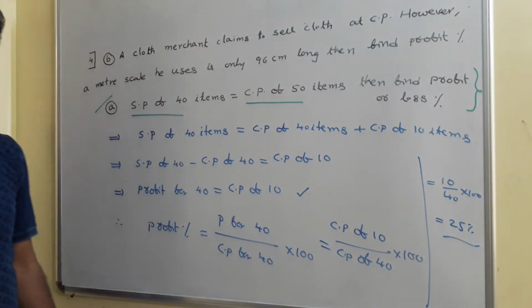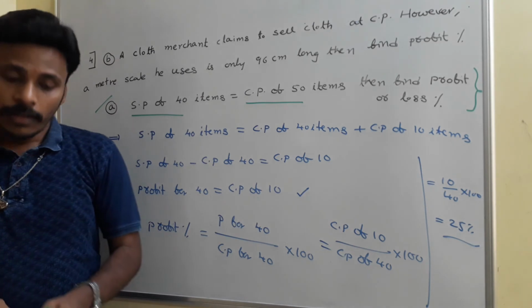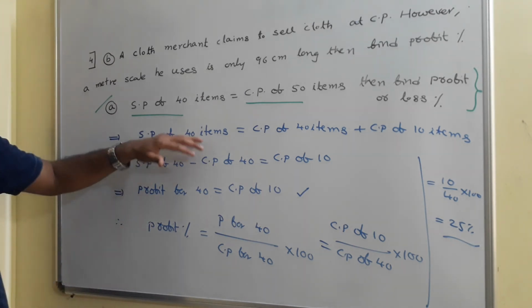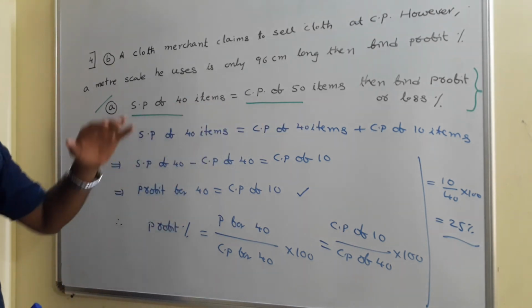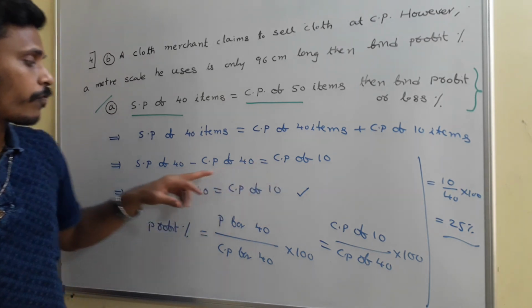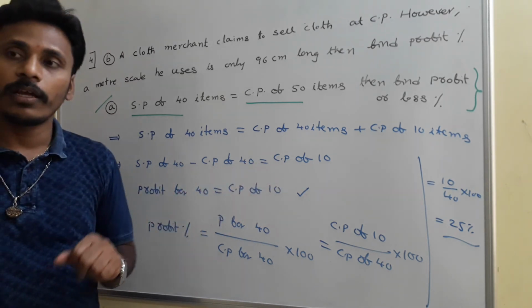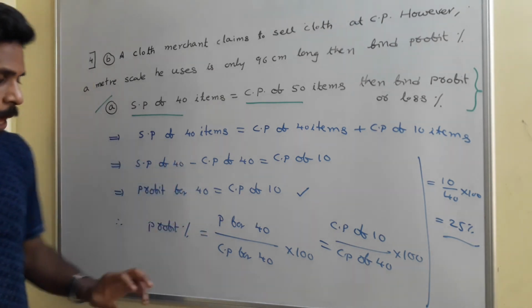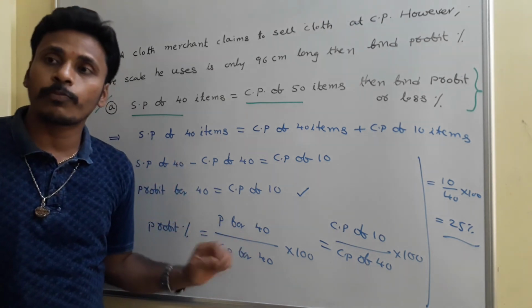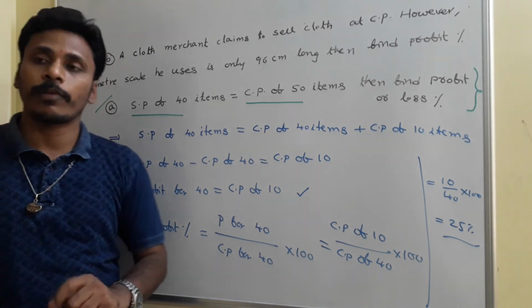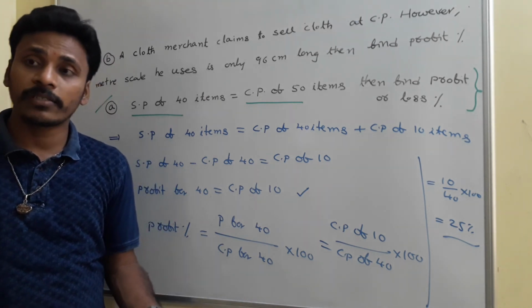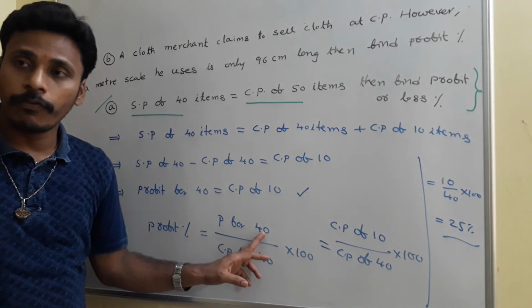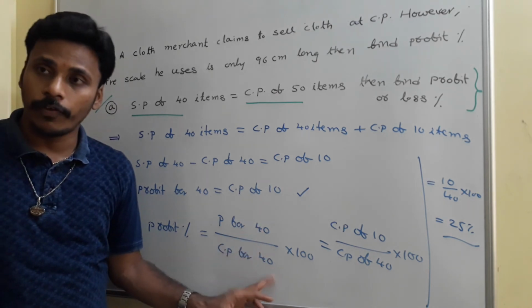Just have a look once again at how I solved it. Selling price of 40 is equal to cost price of 40 plus cost price of 10. Then cost price of 10 is nothing but profit for 40. Then to calculate profit percentage, you need to fix any number of objects. Here I am fixing 40, so the numerator is profit for 40 and the denominator is cost price for 40. If you fix the objects as 50, the numerator is profit for 50 and the denominator is cost price for 50.